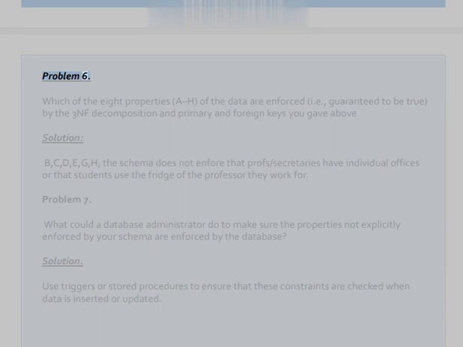Problem 6. Which of the 8 properties A-H of the data are enforced, i.e., guaranteed to be true, by the 3NF decomposition and primary and foreign keys you gave above? Solution. B, C, D, E, G, H. The schema does not enforce that professors and secretaries have individual offices or that students use the fridge of a professor they work for. Problem 7. What could a database administrator do to make sure the properties not explicitly enforced by your schema are enforced by the database? Solution. Use triggers or stored procedures to ensure that these constraints are checked when data is inserted or updated.